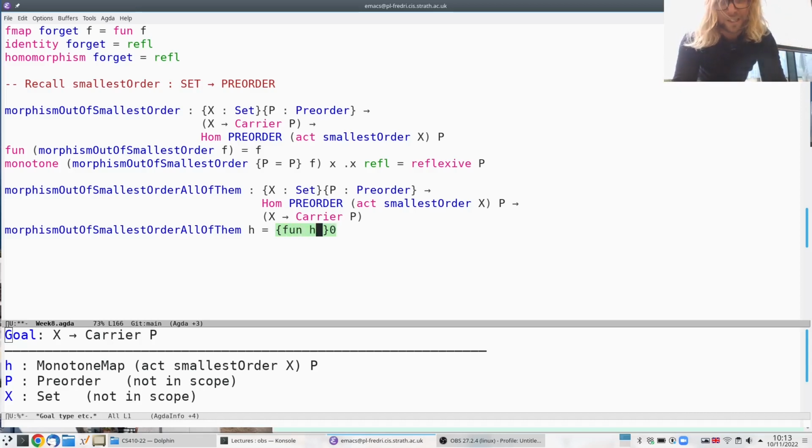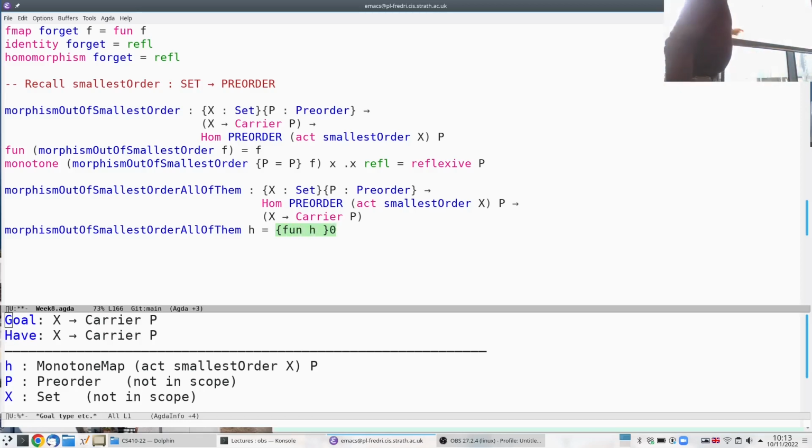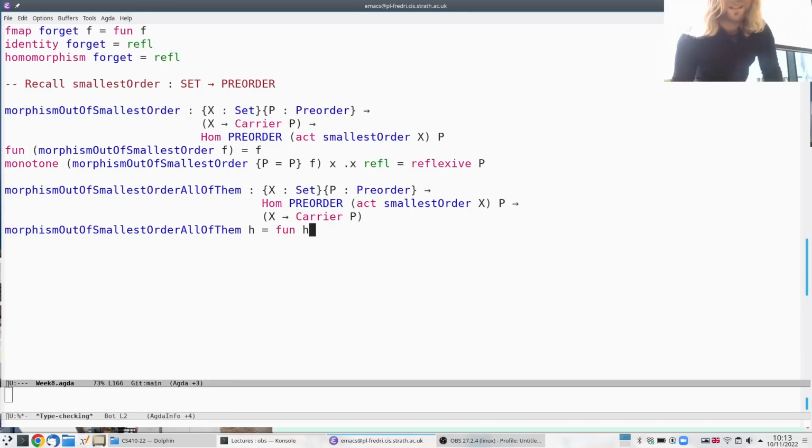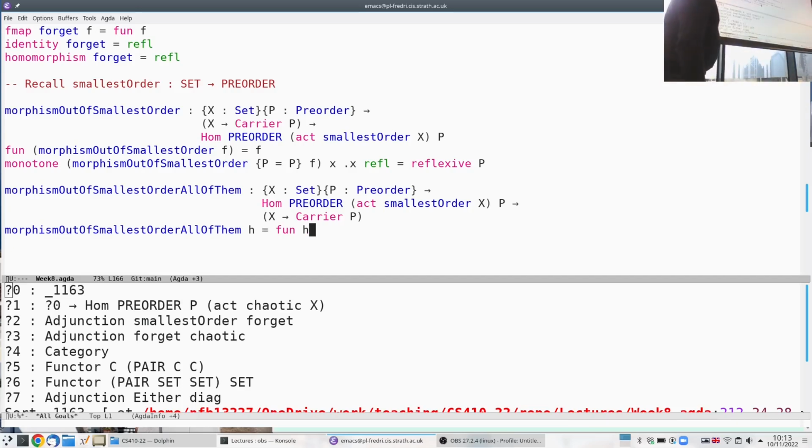That's fun of h. Right? It has exactly this type. Right? So this was in some sense even easier. Okay, and now we could also prove that if we start here, go down, and then go back up again, we'd end up where we started, and vice versa, right? But let's save that for a little bit later.